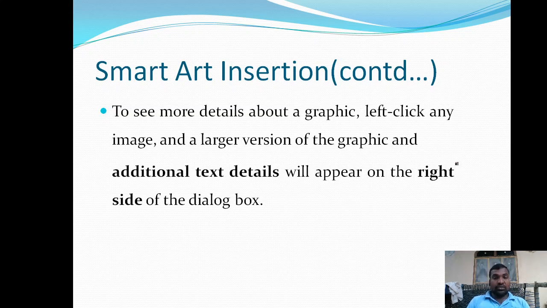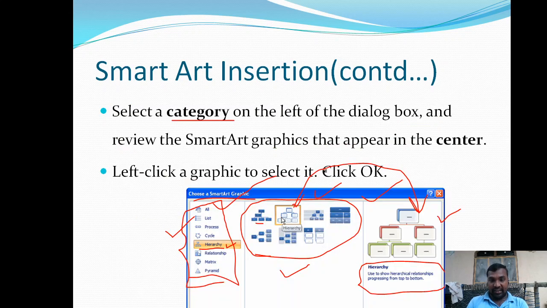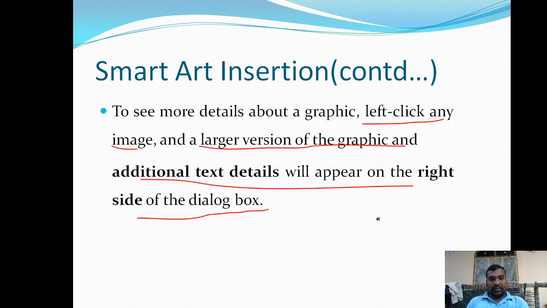So to see more details about a graphic, left click any image, and a larger version of the graphic and additional text details will appear on the right side of the dialog box. That's what I already told you here. So these are the several images, and among these graphics you need to choose one of them by pressing the left mouse button. Then the description about that particular graphic will be displayed in this right hand panel.